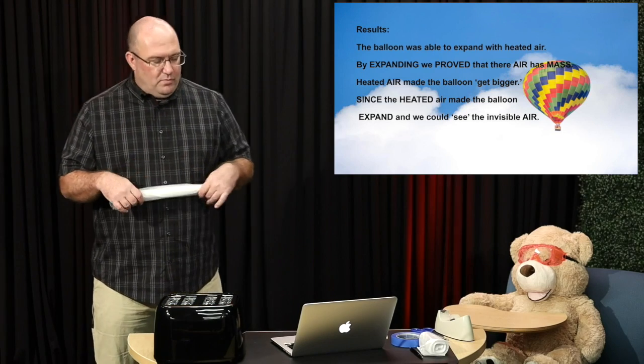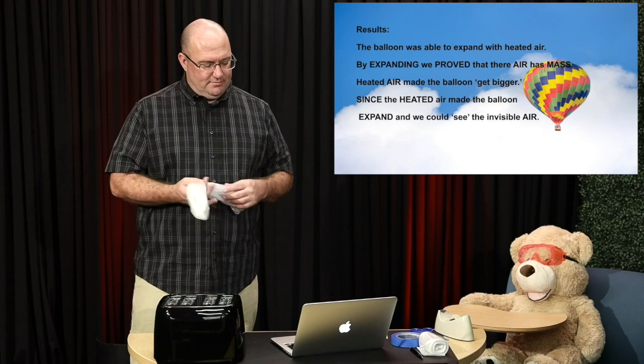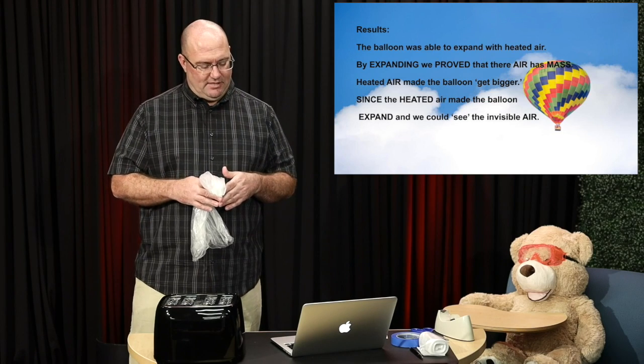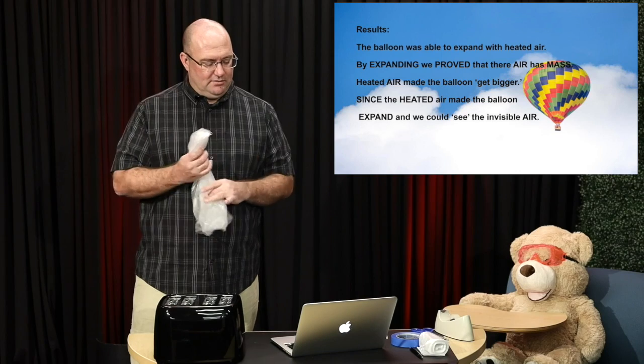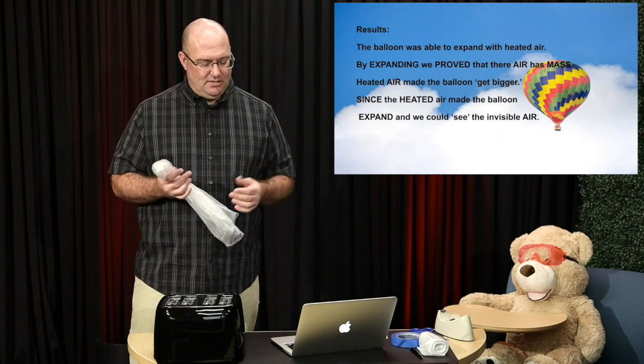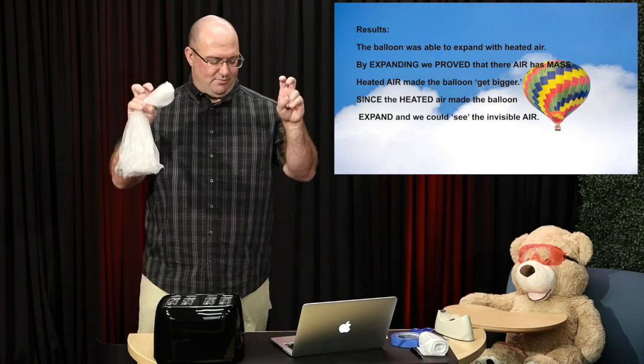Okay, so what is our final result? The balloon was able to expand with heated air. By expanding, we prove that air has mass. Heated air makes the balloon get bigger. Since the heated air made the balloon expand, we could actually see the invisible air. And I said C in parentheses.